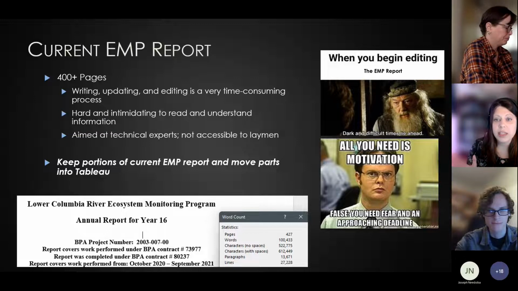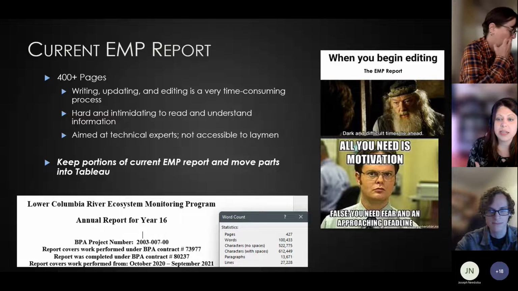For the ecosystem monitoring program, I feel like there's even a larger need to transition this report. Currently, it's about 400 pages long. Between us and the researchers, it takes us months and so many hours to update this giant report that is essentially a textbook. Because it is a warehouse for all of the data and reporting since the program started, it is quite untenable for a layman, or really anyone who is not a technical expert, to dive in there and extract information from it.